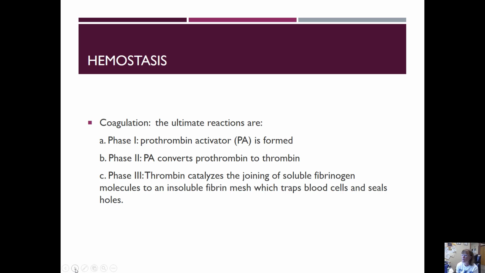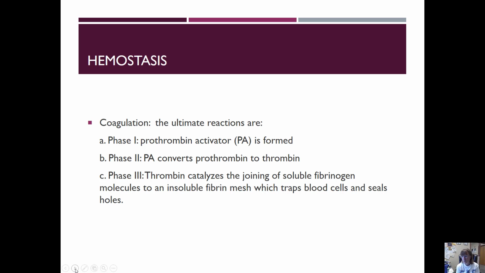The second phase of coagulation then is when prothrombin activator converts prothrombin to thrombin. Anytime you see pro in front of a word or ogen on the end of a word, those are substances that are not in their active form and need to be changed in order for them to become active. So in the case of prothrombin, prothrombin activator will change prothrombin into thrombin.